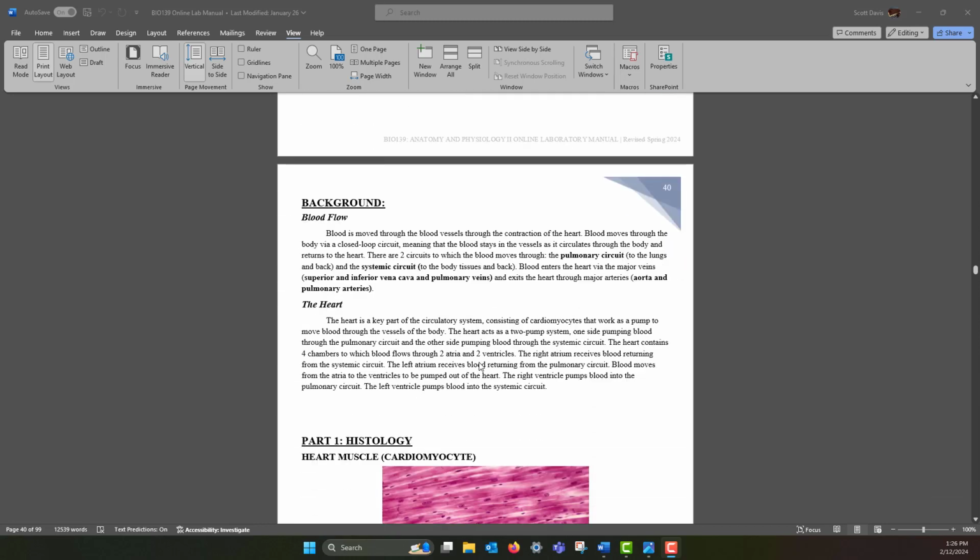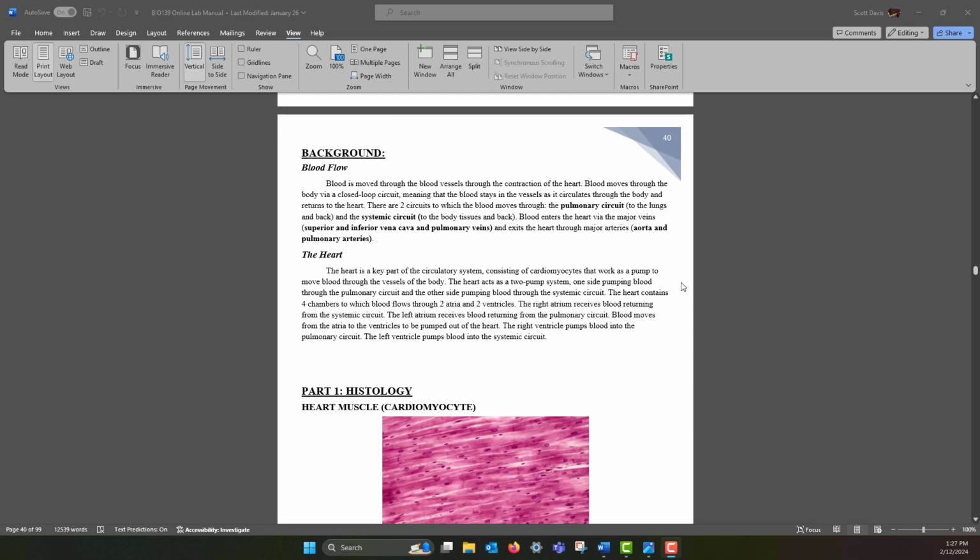First thing, a little bit of background. We're going to be learning about blood flow through the vessels, and remember we learned the vessels in lab 3, but now we're going to look at the actual layout of those vessels as blood moves through them. When we look at blood flow through these vessels, there are two main routes that blood can take, and they are called circuits because they go from the heart to some part of the body and back to the heart. So it's a circuit, and there are two different ones.